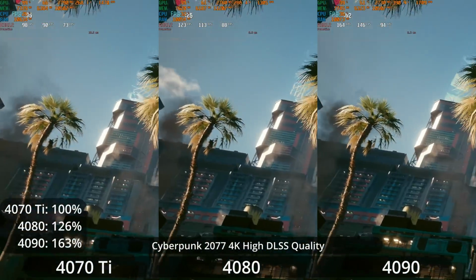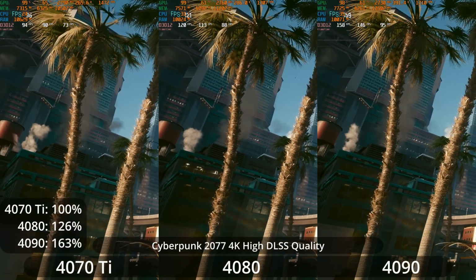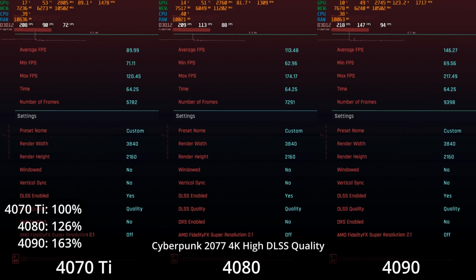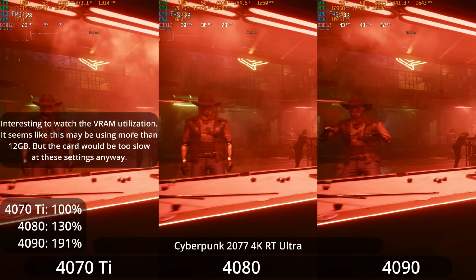So all of these GPUs certainly can give you a very good 4K high refresh rate experience. You just have to be willing to tweak the settings to get there, especially on cards like the 4070 Ti. Now, remember, we had not even enabled ray tracing here.